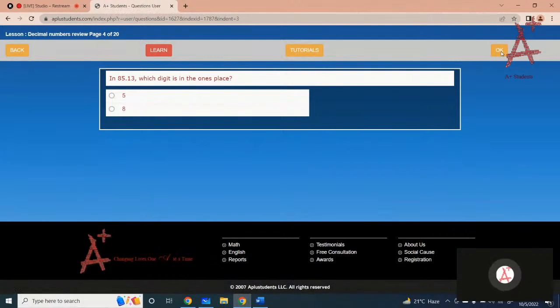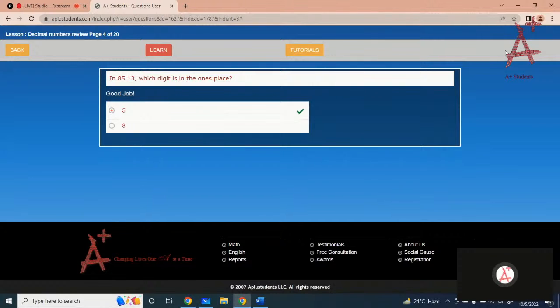Okay, in 85.13, which digit is at the ones position? Which one is the correct one? 5 or 8? Very good, it's 5. 5 is at the ones place. Got it? Very good.